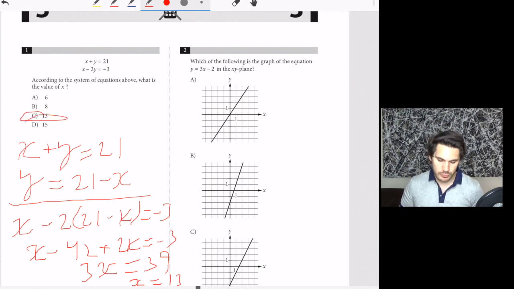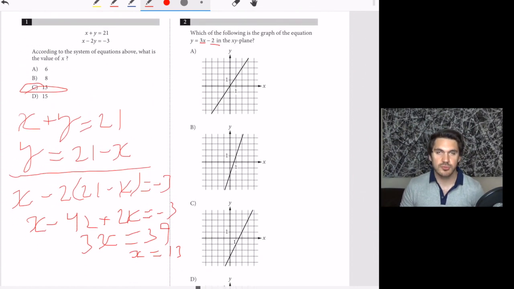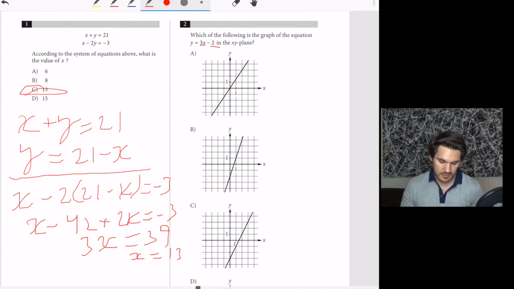Number 2. Which of the following is the graph of the equation y equals 3x minus 2 in the xy plane? Well, we know a couple things here. We know the y-intercept is negative 2. We know the slope is 3. So let's see which graph gives us a y-intercept of negative 2 and a slope of 3. Looking at this, only answer choice B gives us a y-intercept of negative 2. So B is our answer.